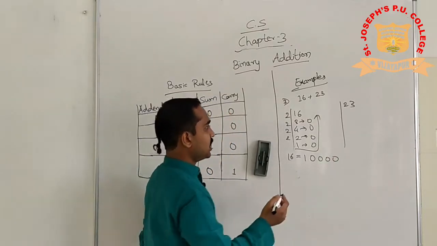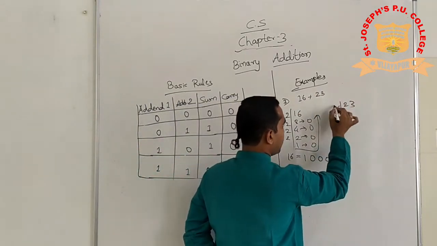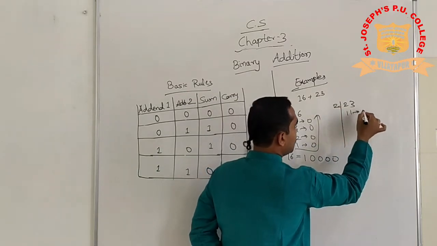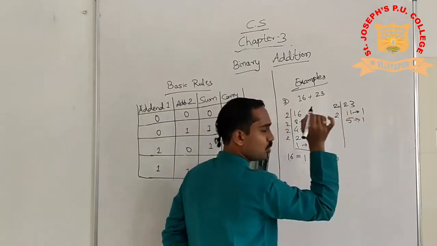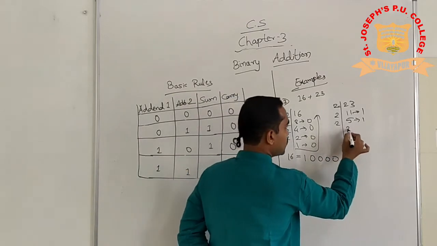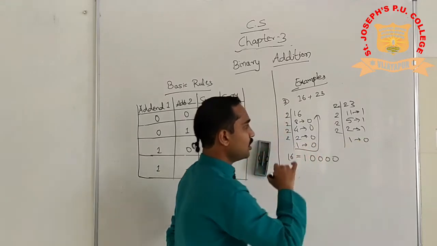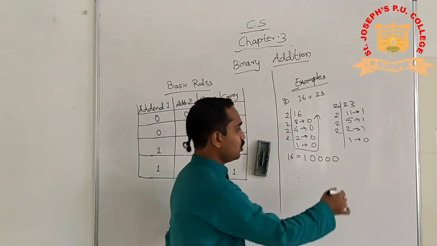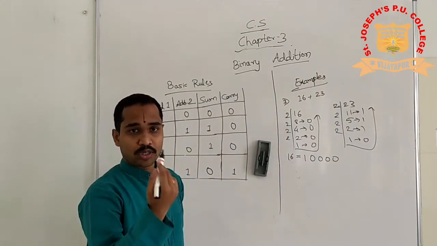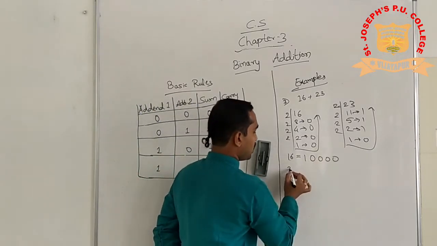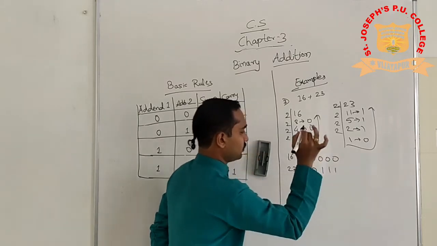Similarly, convert 23. Do it, factorize it fast. 2 11s are 22, so 1 is the remainder. Am I right? 2 5s are 10, so 1 is the remainder. Then 2 2s are 4, 1 is the remainder. 2 1s are 2, 0 is the remainder. Can you divide it further? Not possible. So collect the remainders from bottom to up. You know this. So what is 23? 10111.